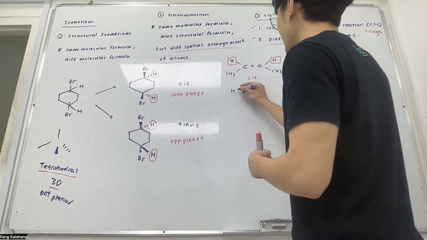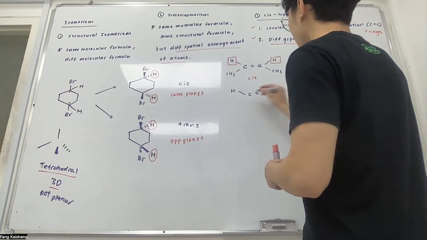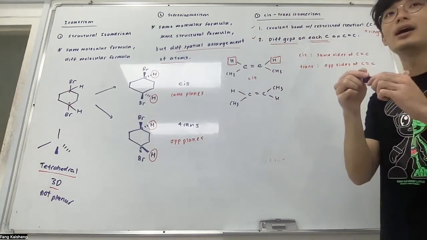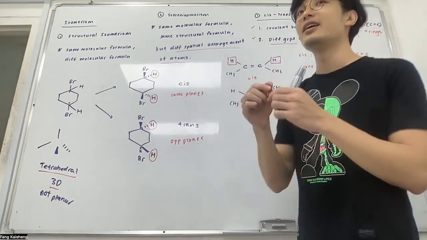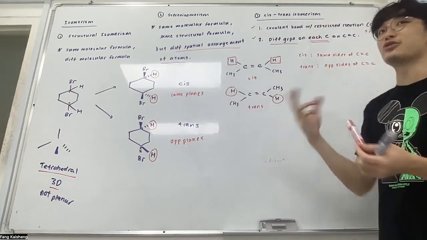Why are they separate? Can you remember the reason? Yes, exactly. You can't just twist this guy to get the same molecule. So cis and trans are completely separate molecules. Can you get it? Okay. So one cis, one trans, answer is 2.